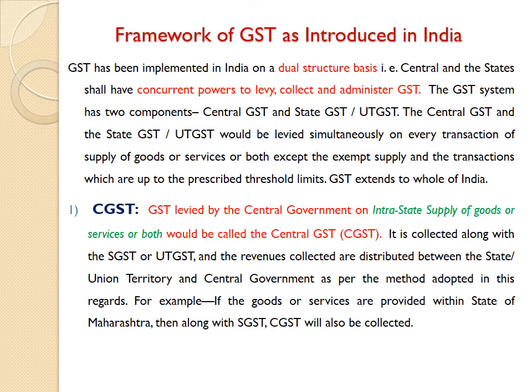GST levied by the central government on intrastate supply of goods or services or both. That is, goods supplied within the state, for example goods supplied from Pune to Mumbai, or from Nashik to Nagar. That is intrastate supply, and GST is levied on intrastate supply of goods and services or both.